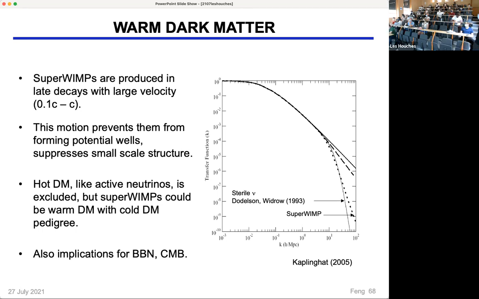Since these super WIMPs are produced with large velocities, if I understood well, you cannot form these small scale structures. And so my question is, these small scale structures would be something like sub-halos, and if that is the case, how can we reconcile that with observation? Can we?